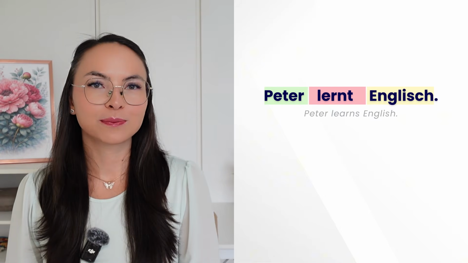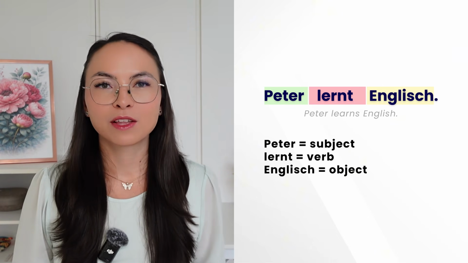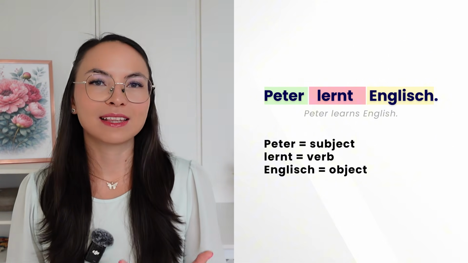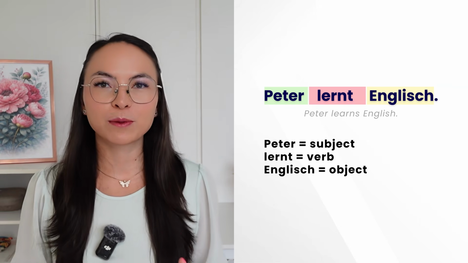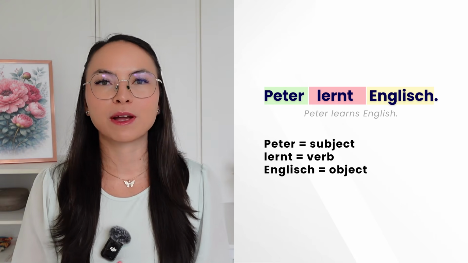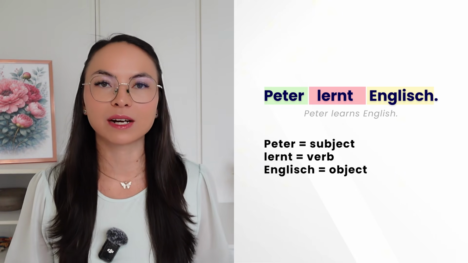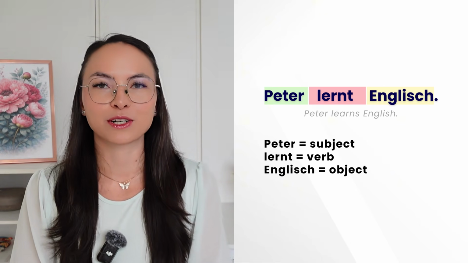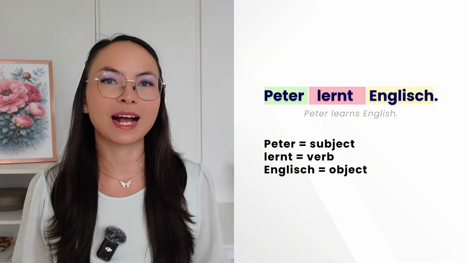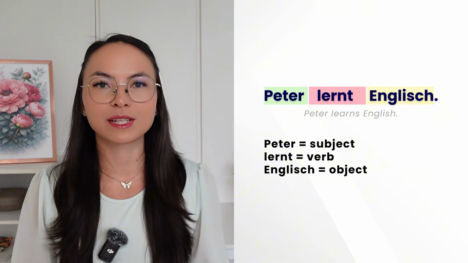Once this pattern is clear, you can start plugging in different vocabulary using the same building blocks. For example, Peter lernt English. Peter learns English. So instead of ich, I have Peter this time. The verb to learn stays the same, and then the object changed from Deutsch to English. You'll notice that the subject, the verb, and the object are color-coded. It's one of my favorite methods because it makes memorizing and recognizing patterns so much easier, especially when you're learning how to build sentences as a beginner. So if you are a visual learner, I highly recommend doing the same thing in your own notes and exercises.